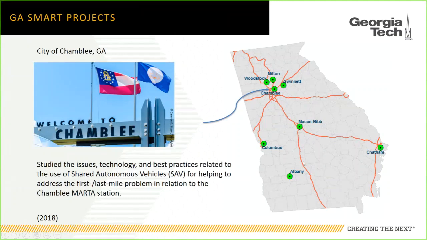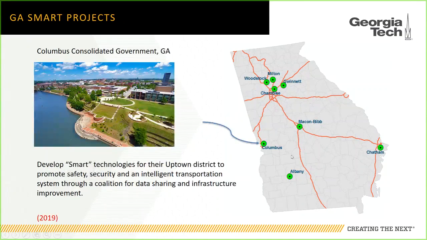And the city of Chamblee is looking at shared autonomous vehicles and the first mile, last mile connection in relation to the MARTA station in the city of Chamblee. This is right in the city of Atlanta. And on the west along the Alabama border, our city of Columbus, an important city, is a big economic engine. We have big manufacturing plants, automobile industries anchored around Columbus, and they're developing smart technologies for their uptown districts, safety and security being the primary focus of this project, and collecting, curating and sharing of the data through this effort is also part of this initiative.